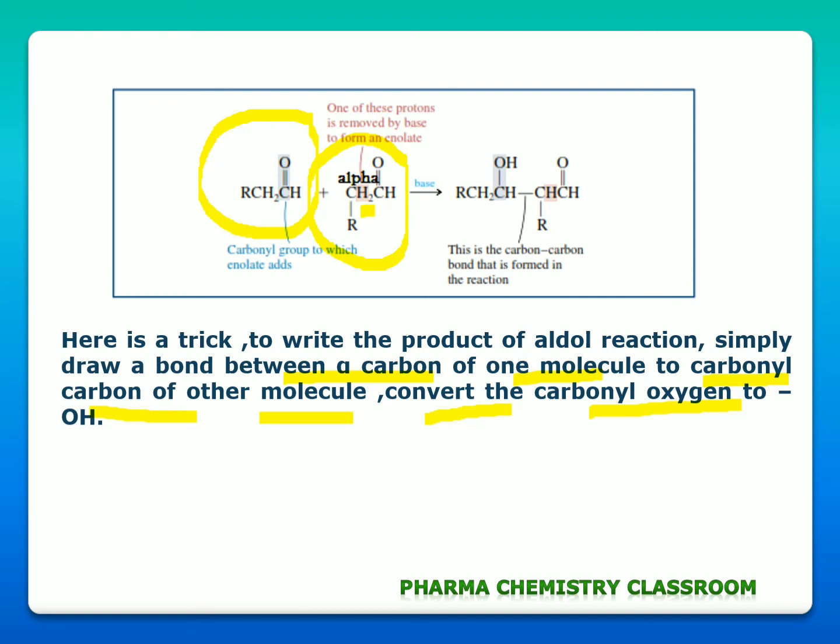This is an alpha carbon and this is a carbonyl carbon. Simply draw a bond between this alpha carbon of one molecule to the carbonyl carbon of the other molecule. Then convert the carbonyl oxygen to hydroxyl group. So what happened? We get the product of aldol reaction, that is beta hydroxy aldehyde. From this aldol reaction product, it is easy to write the aldol condensation product, that is, removal of a water molecule. See, this OH and H go as water, and here a double bond forms in aldol condensation.